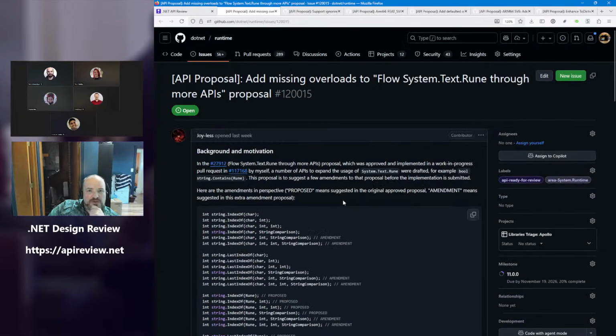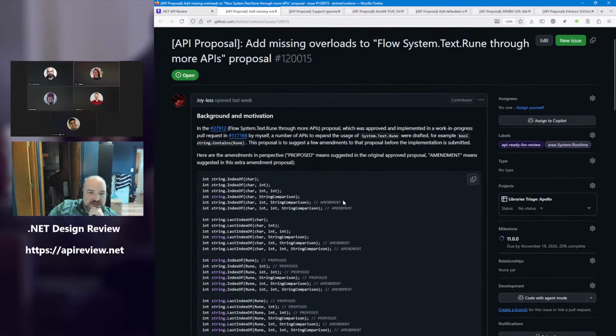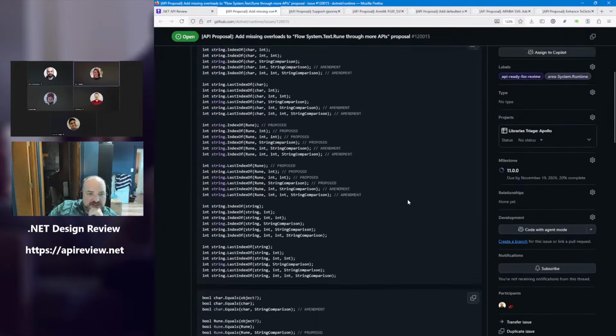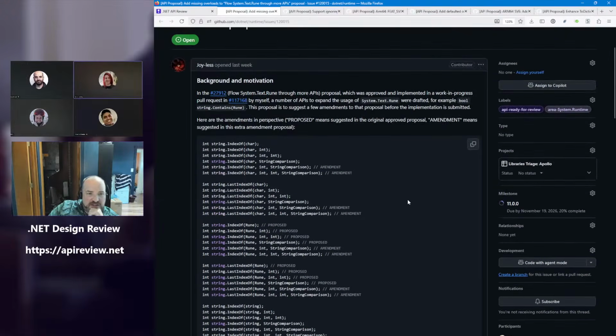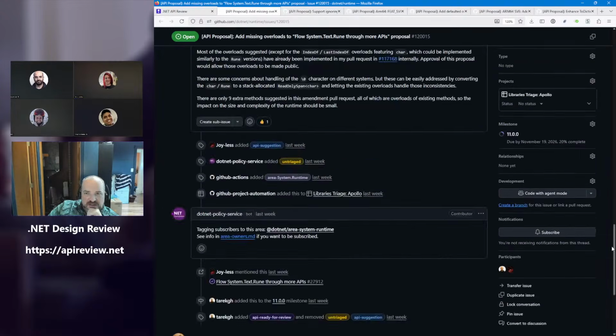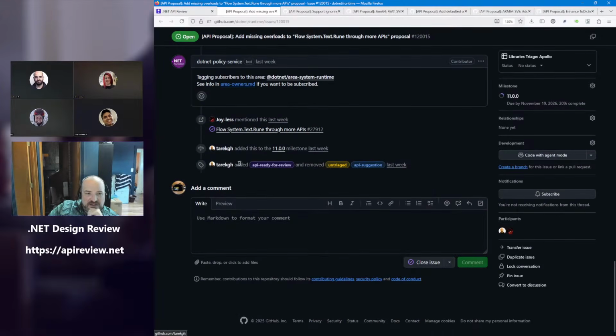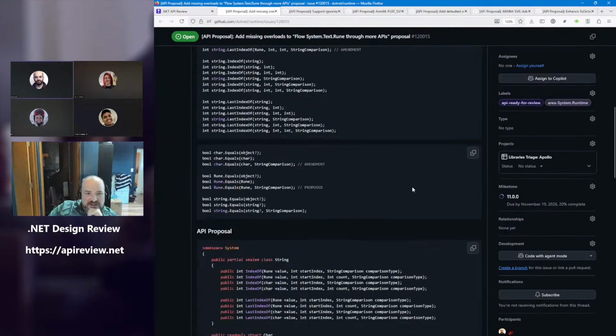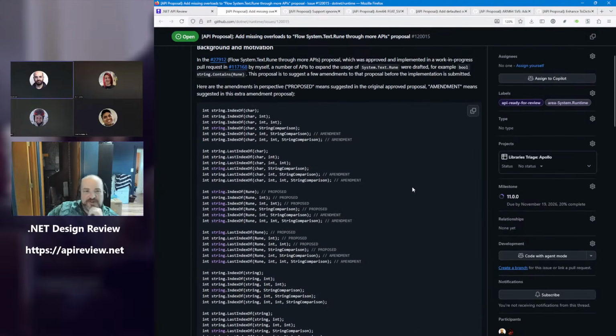Add missing overloads to flow system text room through more APIs proposal runtime 120015. So if no one else wants to do this one, I can. Levi was really the best person to drive this one through, but he's out. So I think Tarek, are you the one who marked it as ready? I can't talk about this one. Either of you.